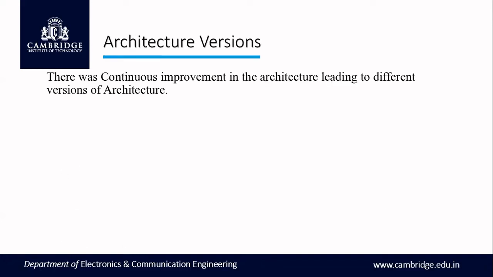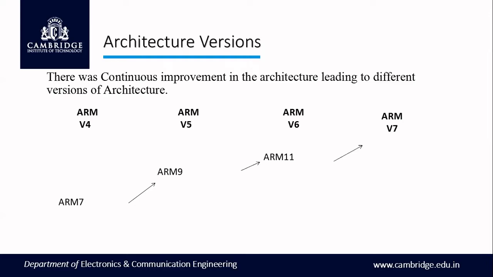So we can see that there was a continuous improvement, and that in turn led to the different versions of the architectures. ARM 7, which was the first successful processor, falls under the architectural version 4. So we would start here now from the architectural version 4 of ARM. After V4, we have V5 followed by V6 and V7. ARM 7 comes under V4, ARM 9 under V5, ARM 11 under V6, and the Cortex family under V7. But the Cortex family is divided into 3 categories or profiles: V7A, A for application; V7R, R for real time; V7M, M for microcontroller.